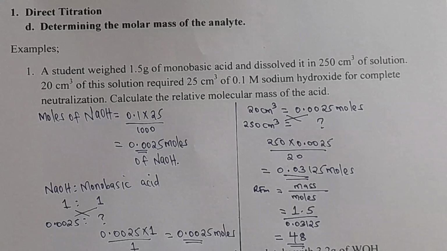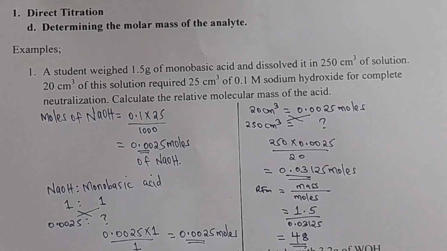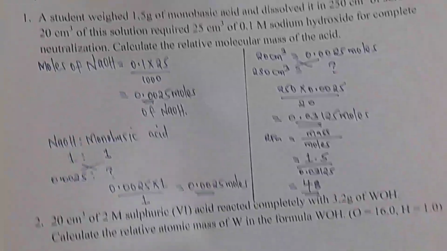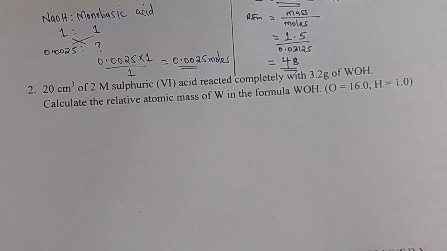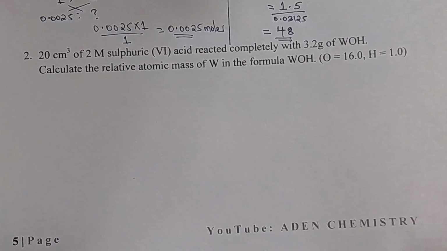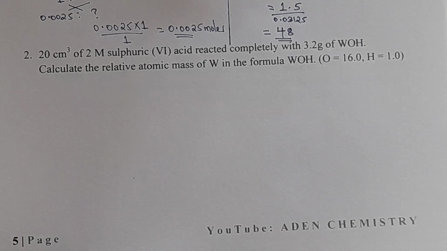So next, we are going to go to question number 2. In question number 2, we are told 20 cm³ of 2 molar sulfuric acid reacted completely with 3.2 grams of W hydroxide. We are told to calculate the relative atomic mass of W in the formula W hydroxide. We are given the relative atomic mass of oxygen to be 16 and the relative atomic mass of hydrogen to be 1. Okay, still we can use the same formula.